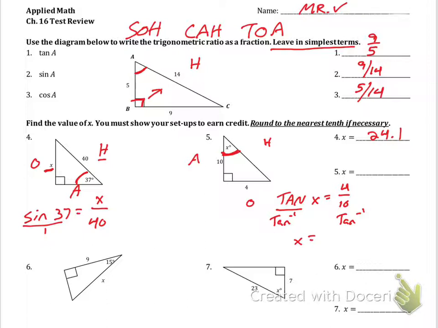So I'm going to do 4 divided by 10 is equal to 0.4. And then I'm going to do tan to the negative 1 times 0.4. It's going to be equal to 21.8. And that is an angle, so I put degrees.